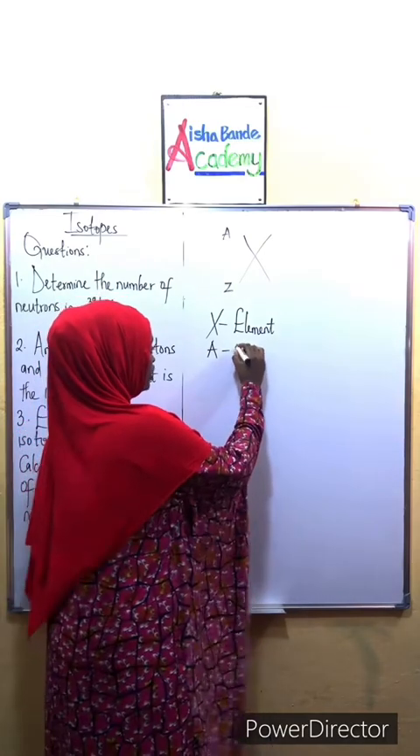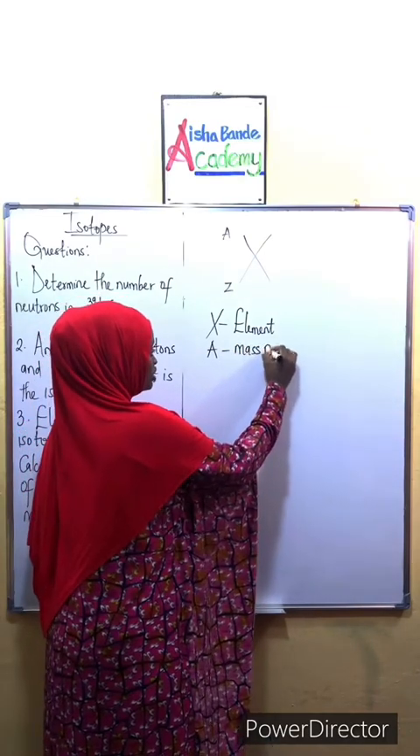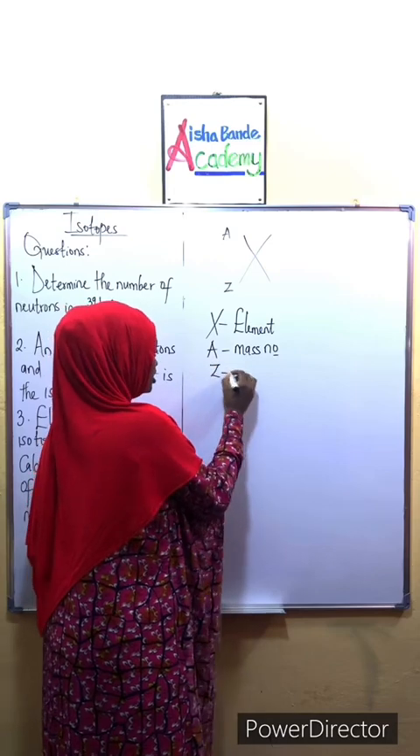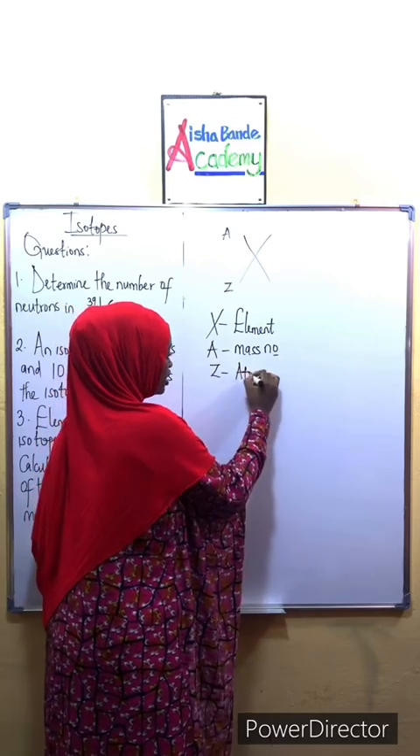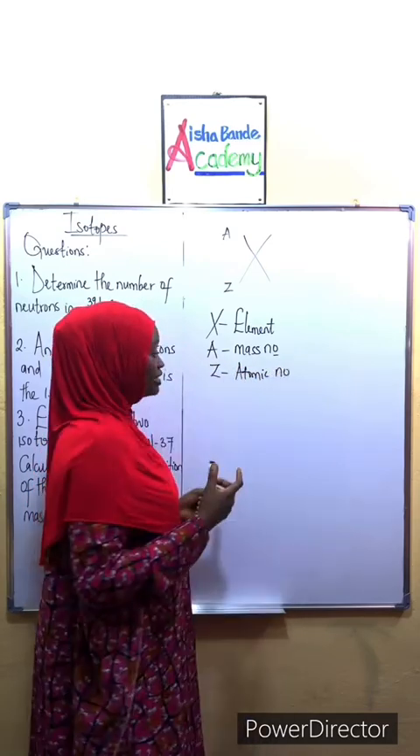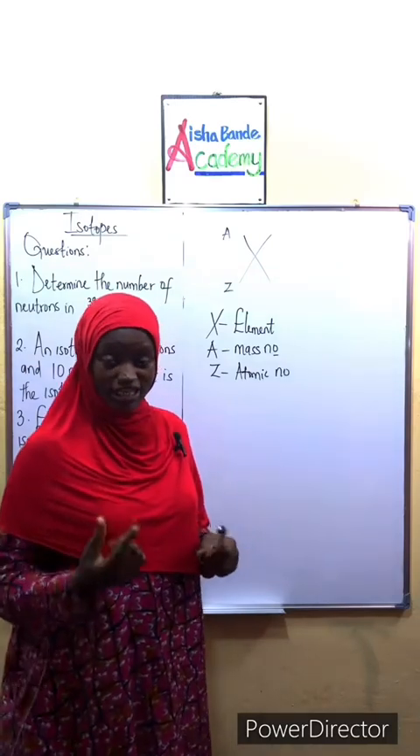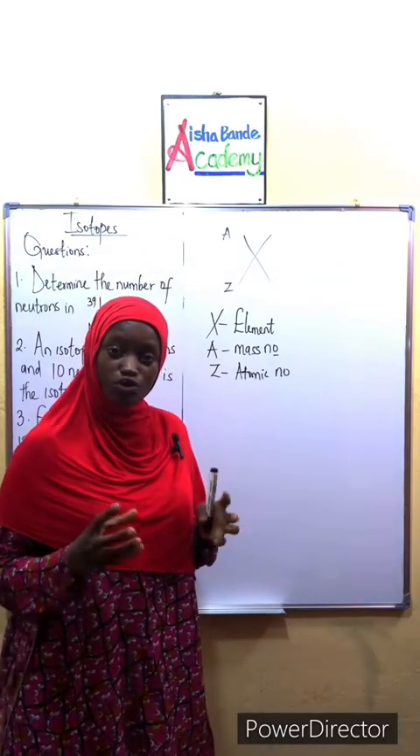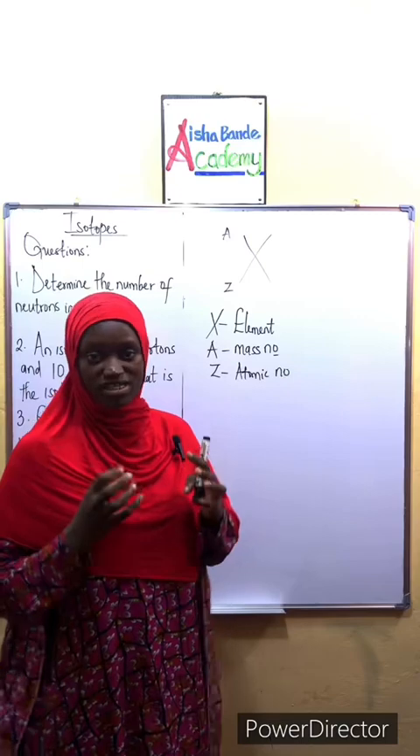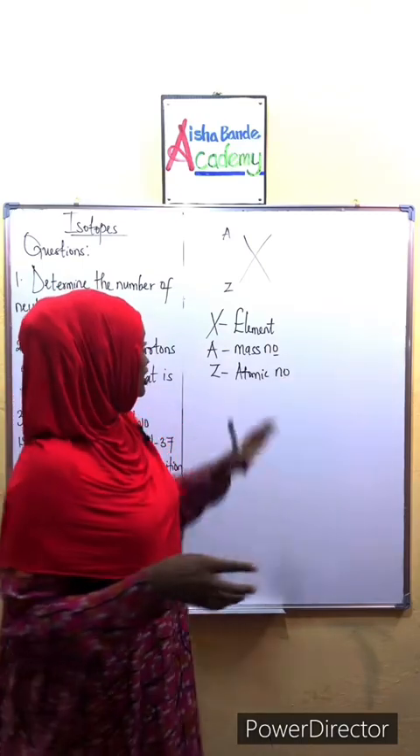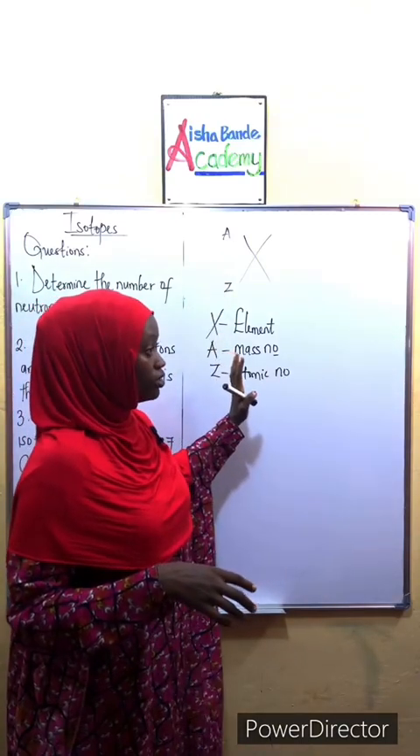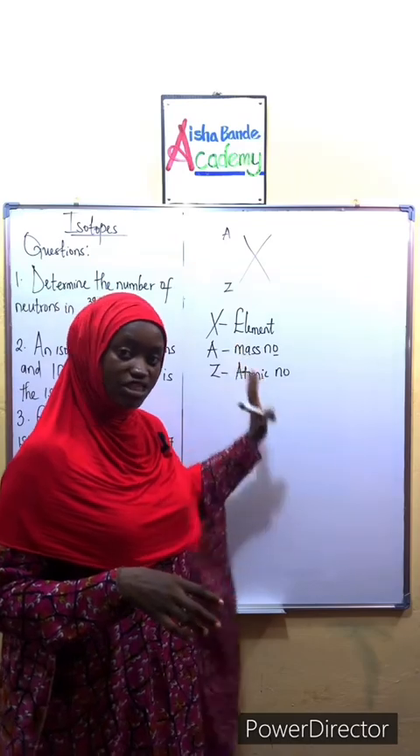So we have the A here, which is the mass number, while the Z here is the atomic number. And the atomic number defines the elements because the atomic number is the number of protons in the nucleus of an atom. So basically, this is just how isotope is written or exists.